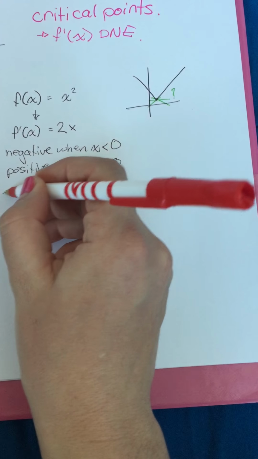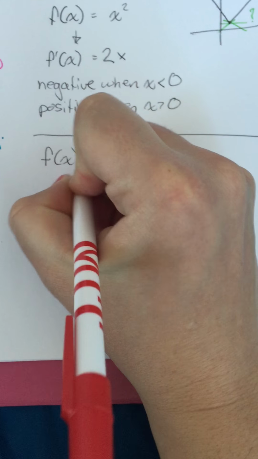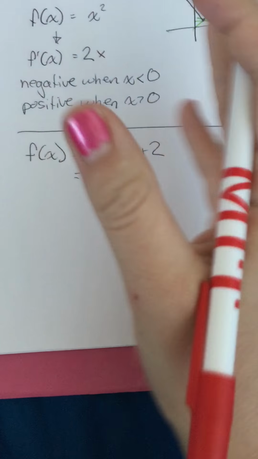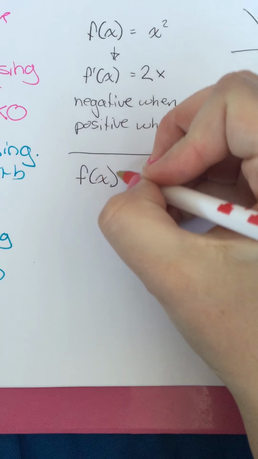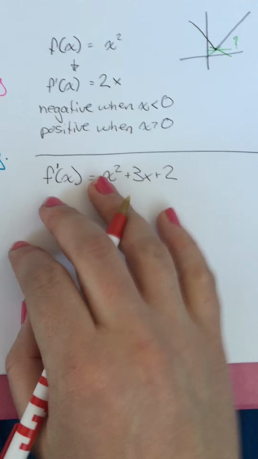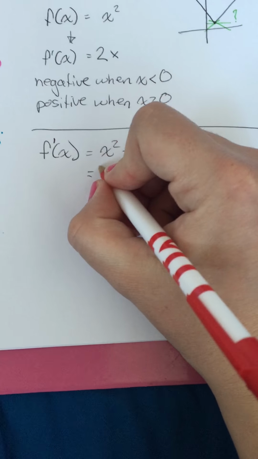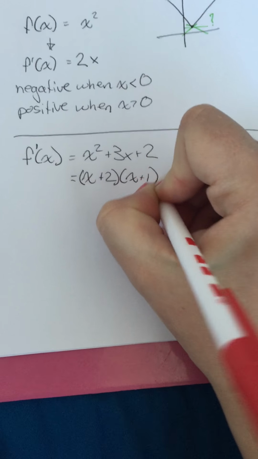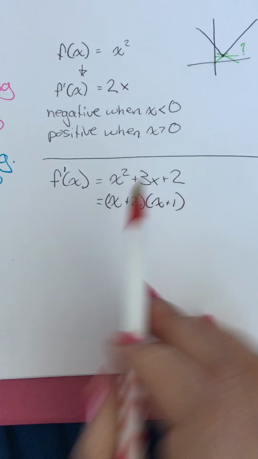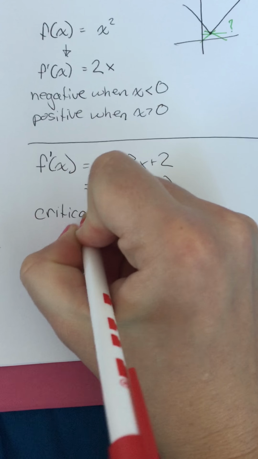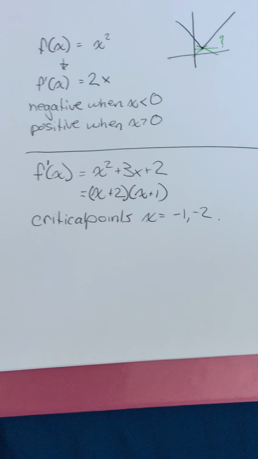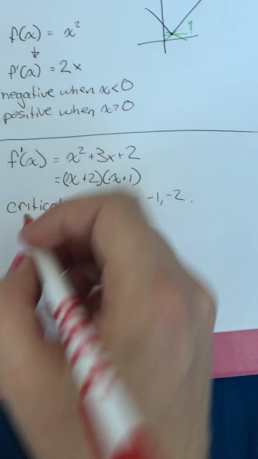So let's take this function: f of x is equal to x squared plus 3x plus 2. Let's break this down and factor it. Say this is our derivative. We want to break this down because we want to find the critical points, okay? So we say x plus 2 times x plus 1 is the factored form of this function, where this function is the derivative, okay? So this gives us critical points x equals -1 and -2, okay? Then we plug these things into what I call a sign chart.